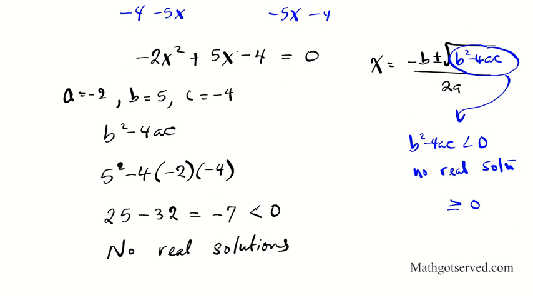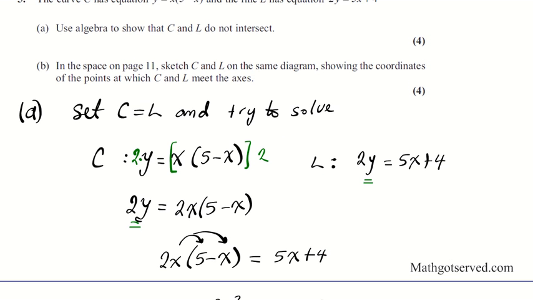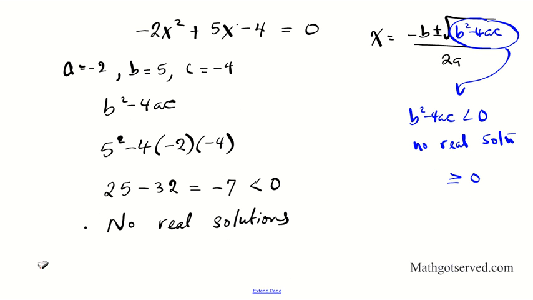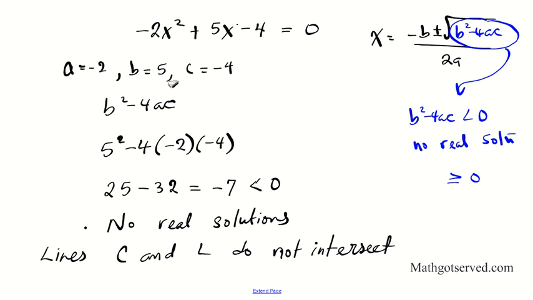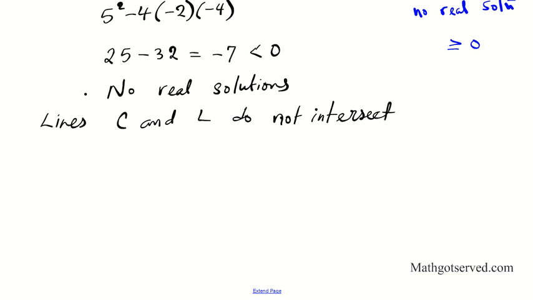So you know what this means? This means that line C and L do not intersect, because we couldn't find real solutions to the equation that resulted from setting the two equations equal to each other. Okay, now let's move to the B part.